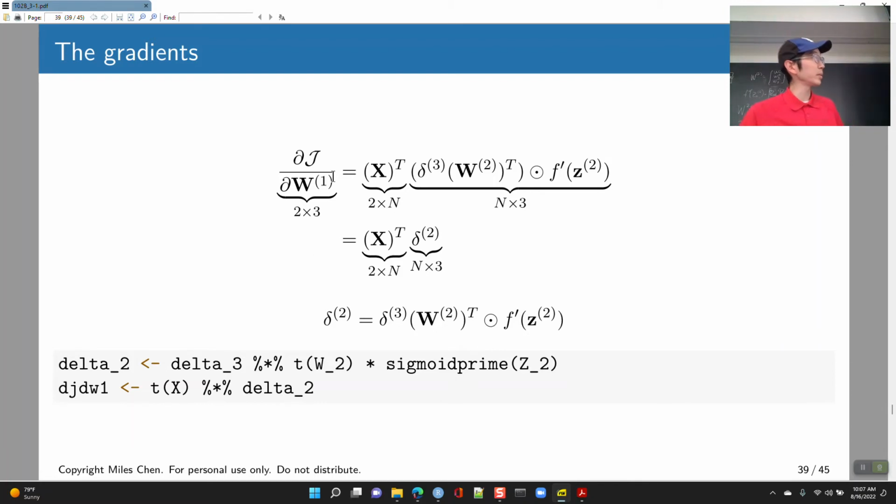Okay, what about the gradient with respect to W1? Again, it was a bit of work to get to this point, but once we got here, it wasn't too bad. So delta 2 is delta 3 matrix multiply W2 transpose, times f prime of z2, which is sigmoid prime of z2. And then dJ/dW1 is x transpose times delta 2. That's what we got here.